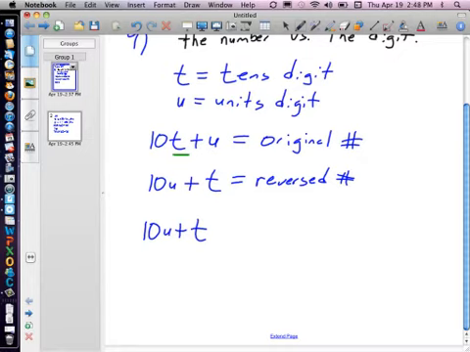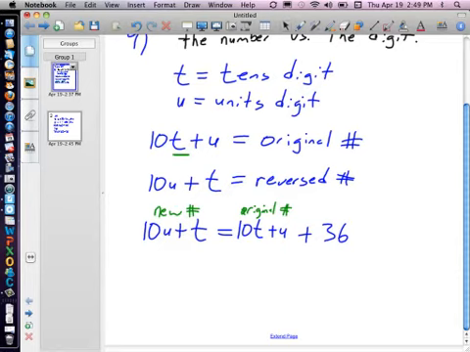The new number, so that's the new number right here, let's write that. The new number, when they are reversed, the new number is 36 more than, so that's plus 36. It's 36 more than the original, and that's back up here, that's 10t plus u, the original number, right? So when the digits are reversed, the new number equals the original number plus 36. So that's one of our equations.